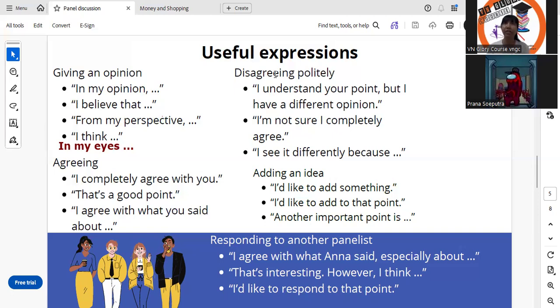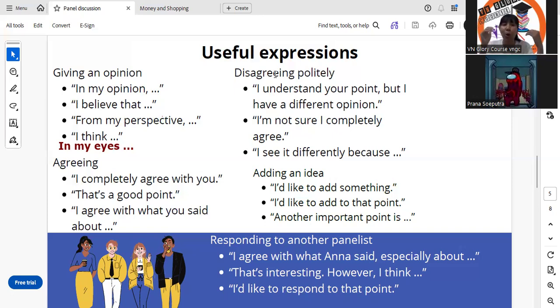Don't say, such as, I disagree with you. Don't say it, because you are in a formal situation. In a formal situation, never say, I disagree with you. It's rude, yeah? It's a little bit rude, actually. So you can say, I understand your point, but I have a different opinion. So my opinion is blah, blah, blah, blah.